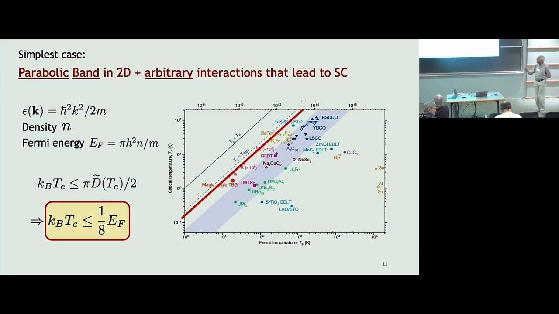This is strictly in two dimensions. I have said that multiple times, and I'll come back to why we don't succeed in three dimensions. Yes, Shankar.